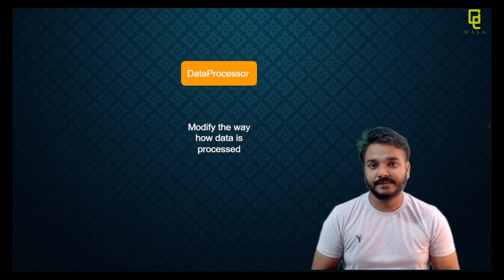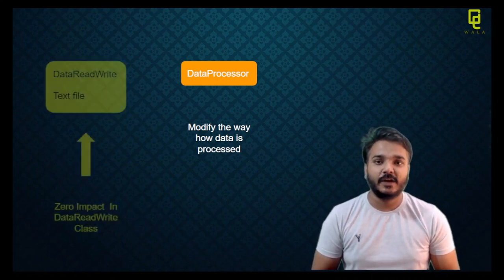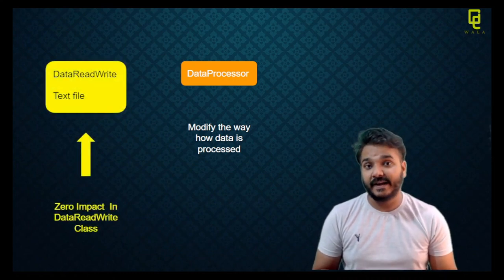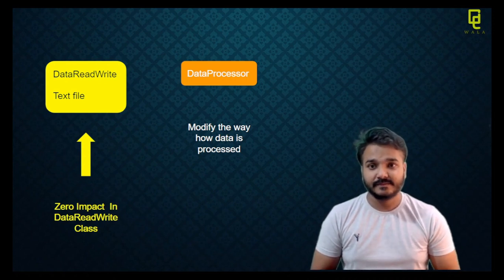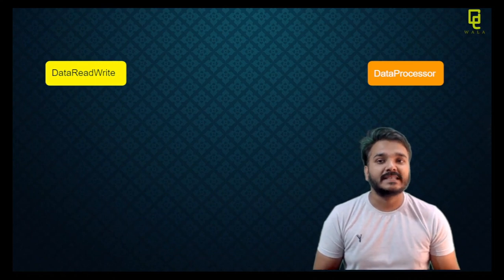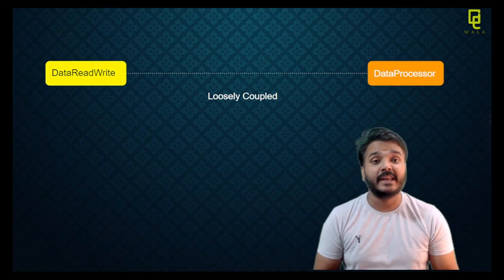The same applies to the DataProcessor class. If tomorrow we need to change the way we process the data, it will only impact the DataProcessor class. It will not impact the DataReadWrite class in any way. In general, when one class in your application can scale or be modified without impacting the other class, then both classes are loosely coupled. Loosely coupled classes mean you have very good quality code.